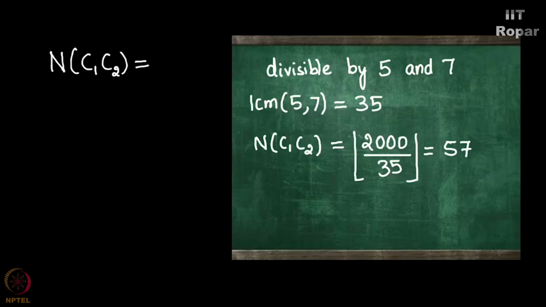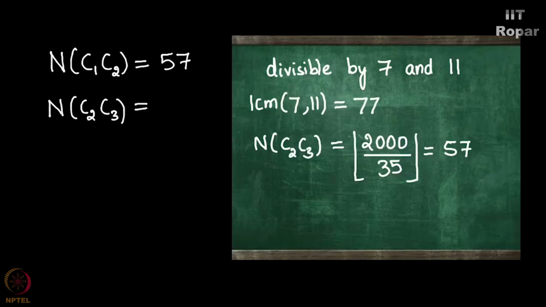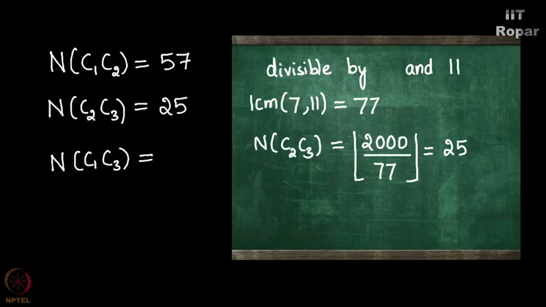Now, N of C2, C3 will be the number of integers which are divisible by 7 as well as 11. LCM happens to be 77. So, 2000 by 77 is 25. And N of C1, C3 is those integers which are divisible by 5 and 11. How do we do that? LCM of 5 and 11 happens to be 55. So, 2000 divided by 55 is 36. So, N of C1, C2 is 57, N of C2, C3 is 25 and N of C1, C3 is 36.